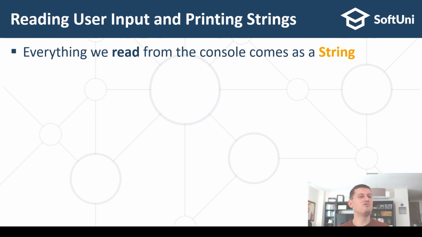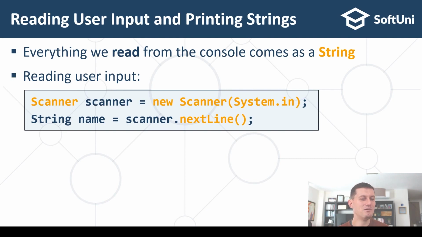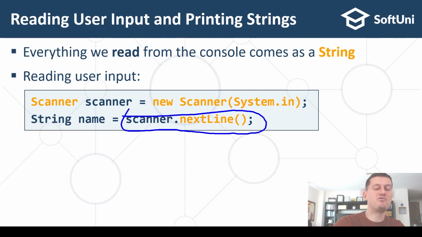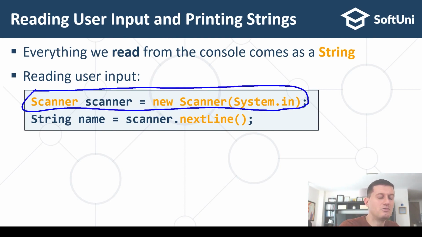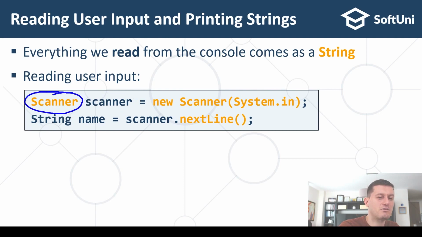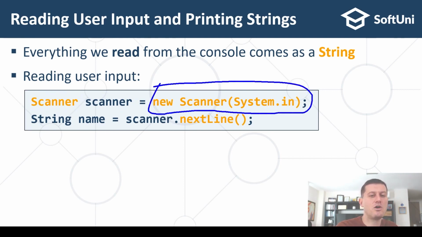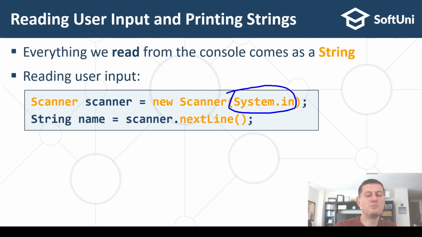Let's see how this works in Java. How we can read input and print strings in Java. First, one concept. Everything we read from the console comes as a string. It comes as text data. So generally, if we want to use the user input, we use this scanner.nextLine, which reads one text line of data from the console. But first we need the Scanner class. We need to create a Scanner object of the Scanner class which is created using the System.in.